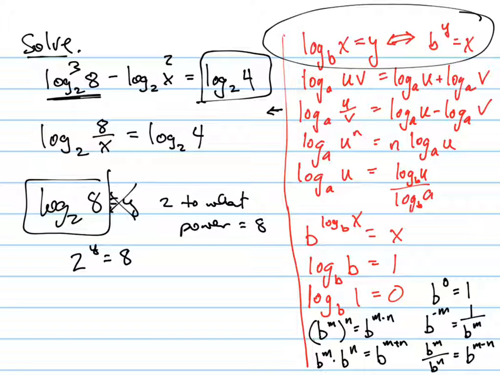This is what? 2. So this has to equal 1, because 3 minus 1 equals 2. And what's log base 2 of 2? It's 1. So you could also check it that way, and you can see that it was correct.